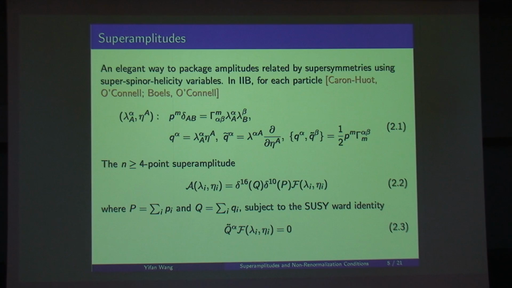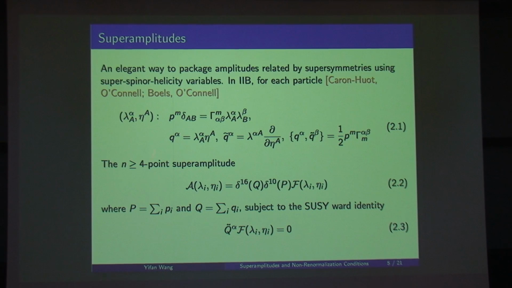So let me briefly remind you what superamplitudes are, which will be relevant in the following discussion. A superamplitude is an elegant way to package the amplitudes related by supersymmetries using convenient kinematic variables, which are the so-called super spinor helicity variables. In the case of type 2B supergravity in 10 dimensions, these spinor helicity variables were first worked out by Caron-Huot and O'Connell, both of whom are in the audience. And they involve a pair of variables. One is the bosonic spinor helicity, the usual spinor helicity variables, lambda alpha A, where alpha is the chiral spinor index of SO(10), and A is the SO(8) little group index.